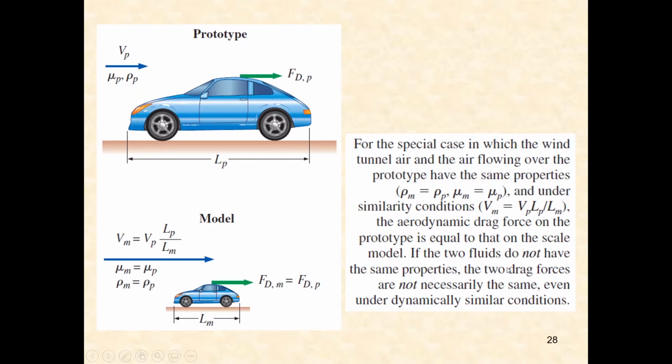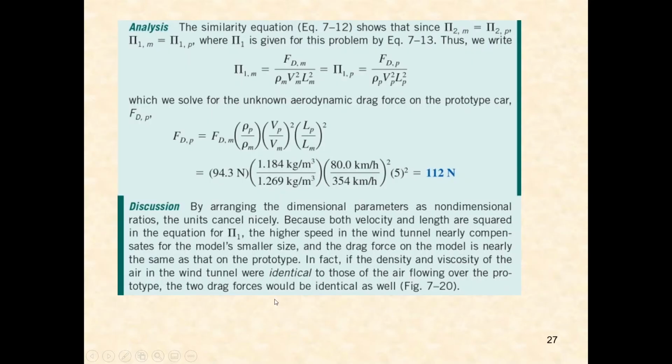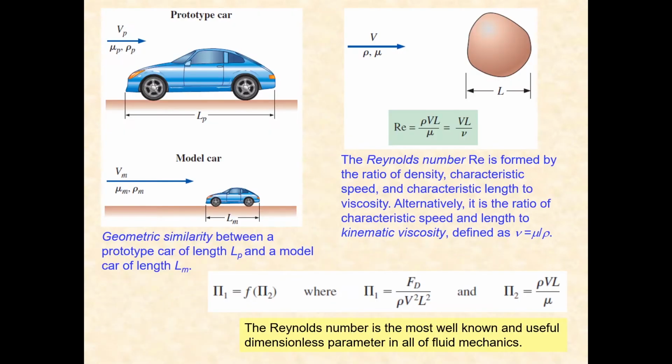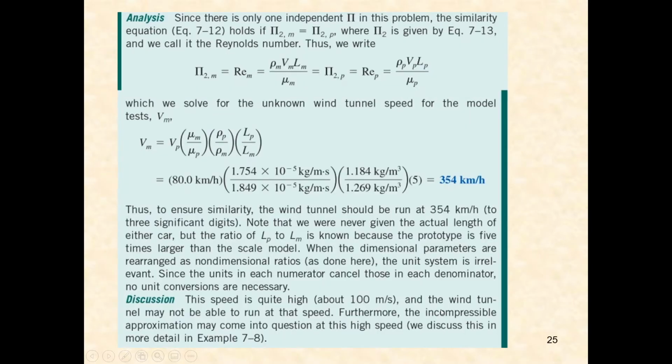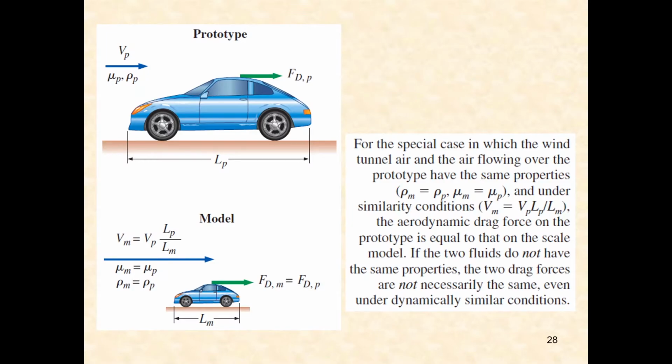So if the two fluids do not have the same properties, the two drag forces are not necessarily the same. So for this case, as you can see, the non-dimensional force mainly depends on rho and L squared and V squared as well. But for this, you can say that FDm is equal to FDp.